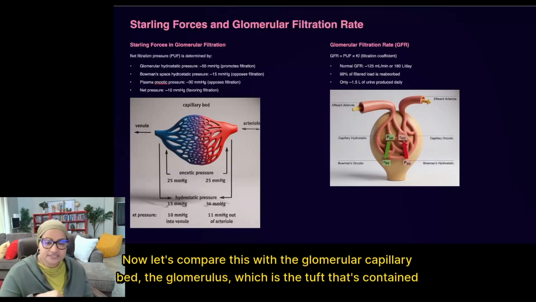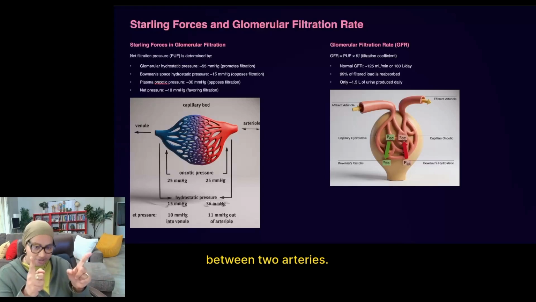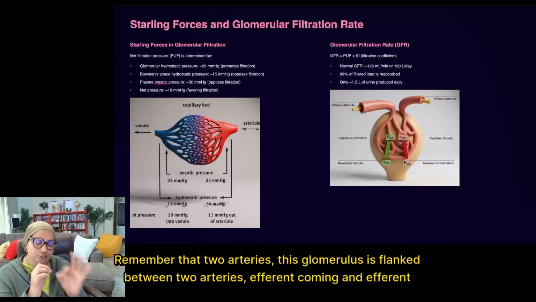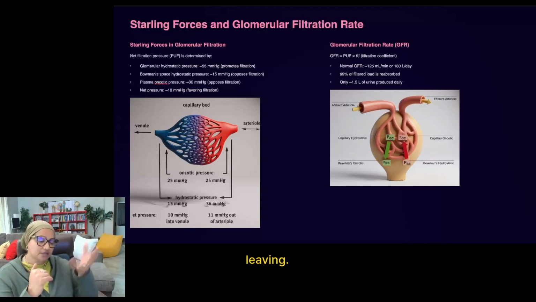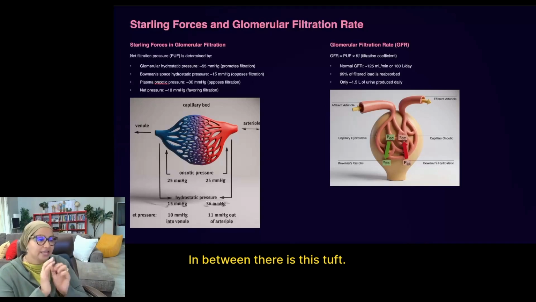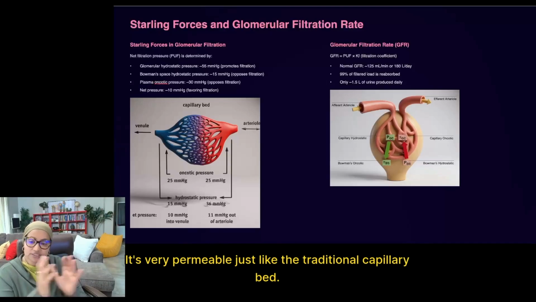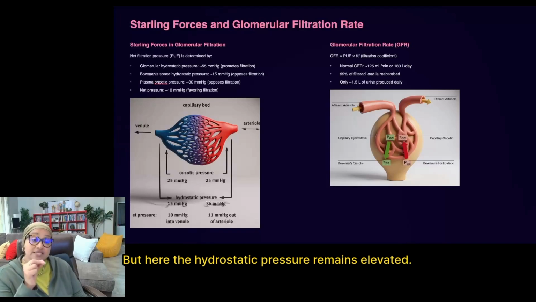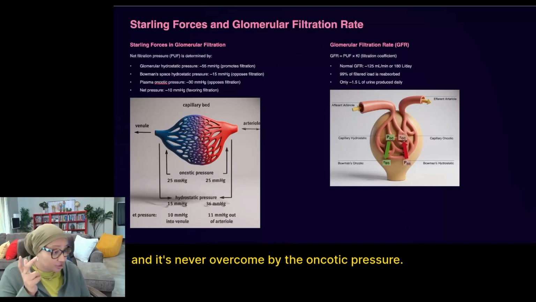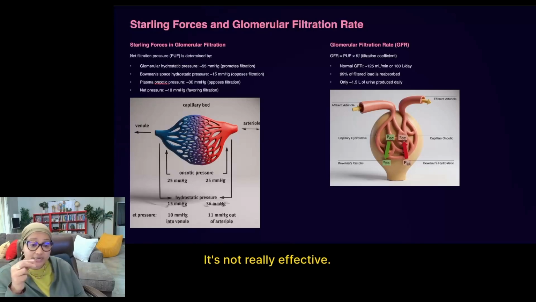Now let's compare this with the glomerular capillary bed, the glomerulus, which is the tuft contained between two arteries. Remember that, two arteries. This glomerulus is flanked between two arteries, afferent coming and efferent leaving. In between, there is this tuft. It has the same permeability, very permeable, just like the traditional capillary bed. But here, the hydrostatic pressure remains elevated, and it's never overcome by the oncotic pressure. Oncotic pressure is negligible. It's not really effective.